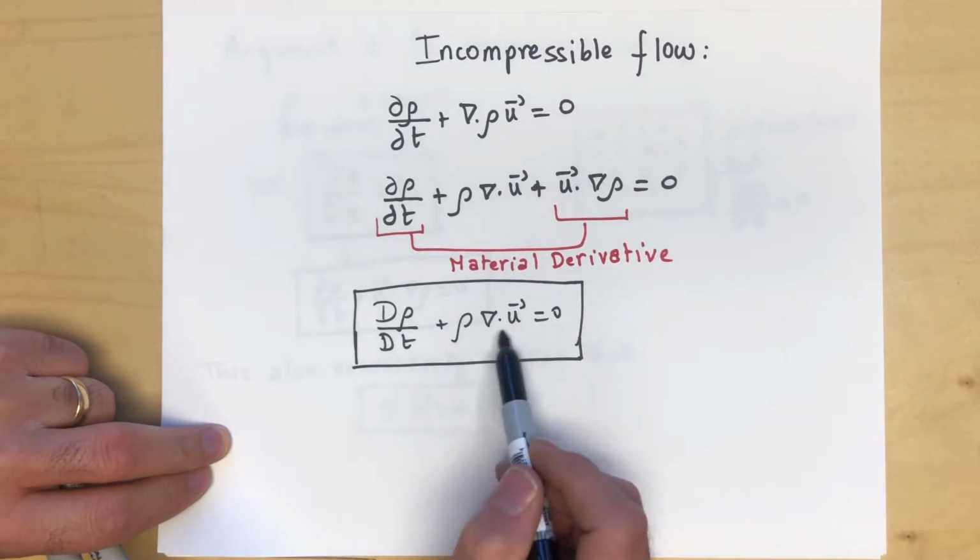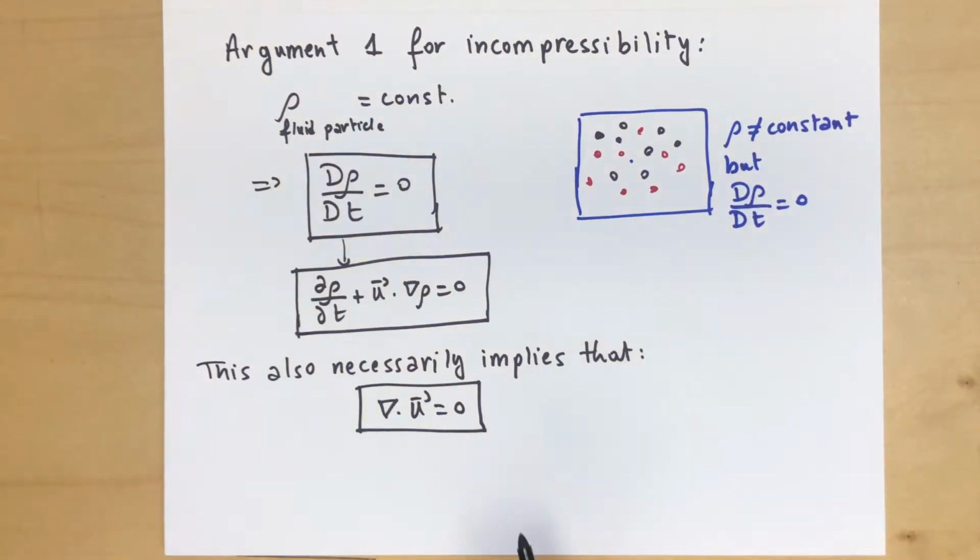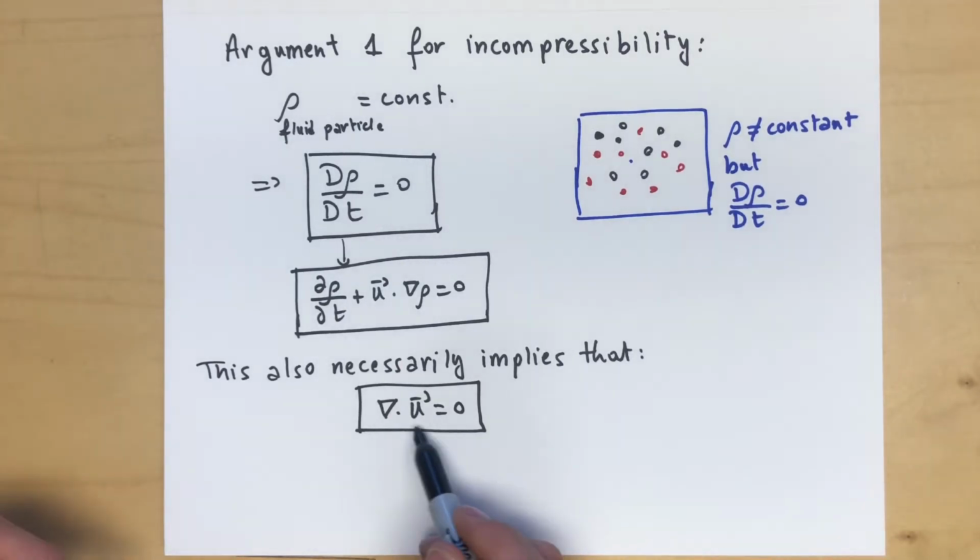Set this equal to 0. You get rho div u equal to 0. And since rho is non-zero, div u must be 0. Now remember, div u is the net outflow of volume at an infinitesimal point. When we say div u is equal to 0, what we're really saying is that there's no change in the volume. You can change its shape, etc., but the volume is going to be constant. Therefore, div u is equal to 0.